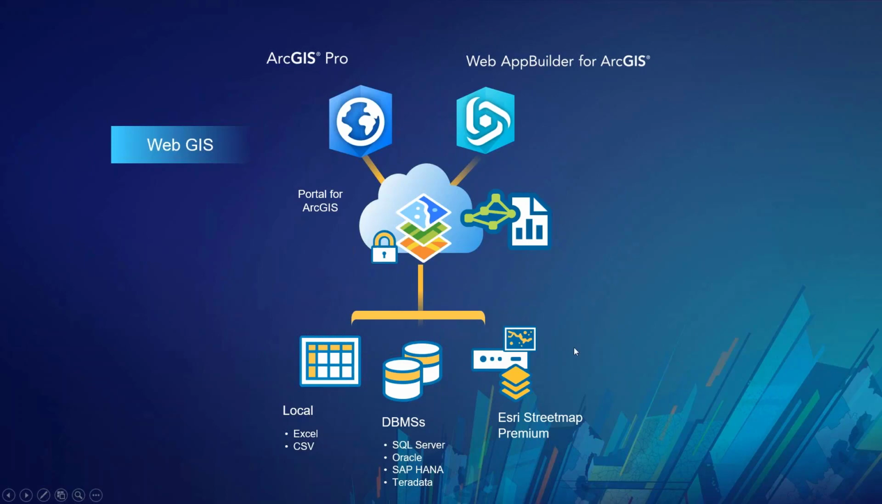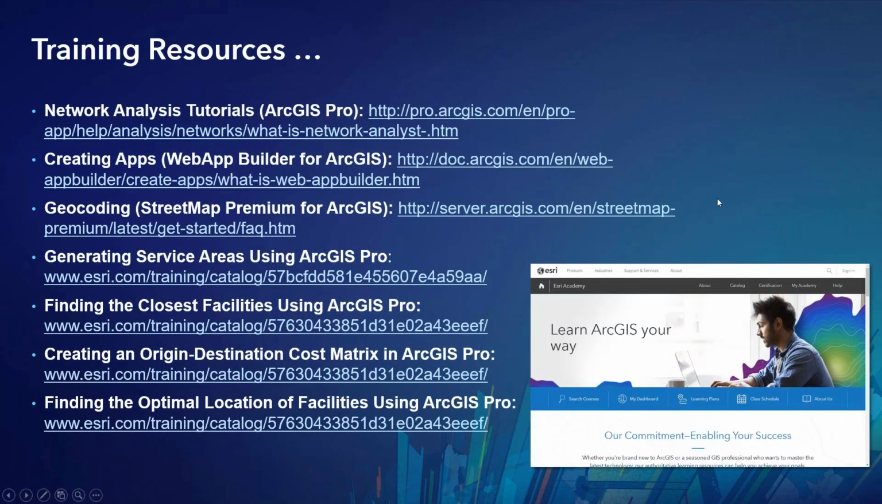These slides will be shared out so you guys can access them. Anybody can reach out to me if they want to have additional questions, but there's a lot of different training sources on the Esri training website where you can go through and learn how to do all these different things, from network analysis to even tools as specific as how to create an origin destination cost matrix in Pro and finding optimal location. So any one of these keywords you can go in and search on the Esri training website, or the Esri Academy, as we're calling it now, and access those.